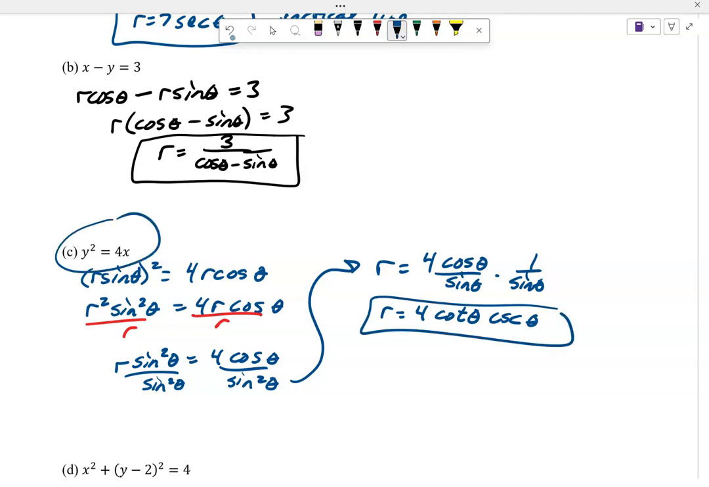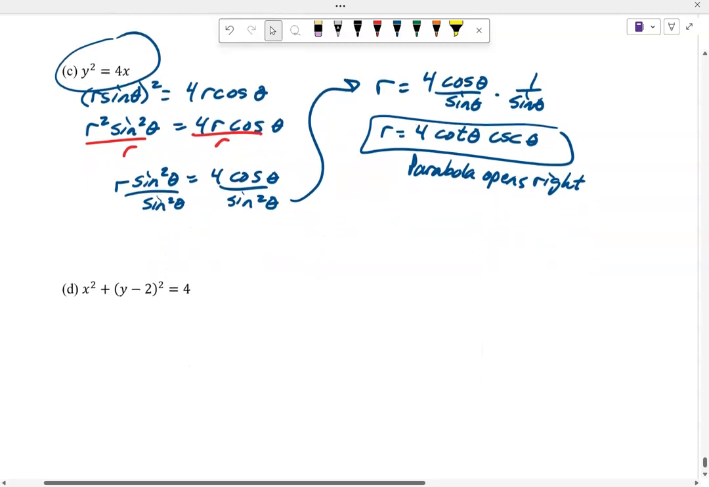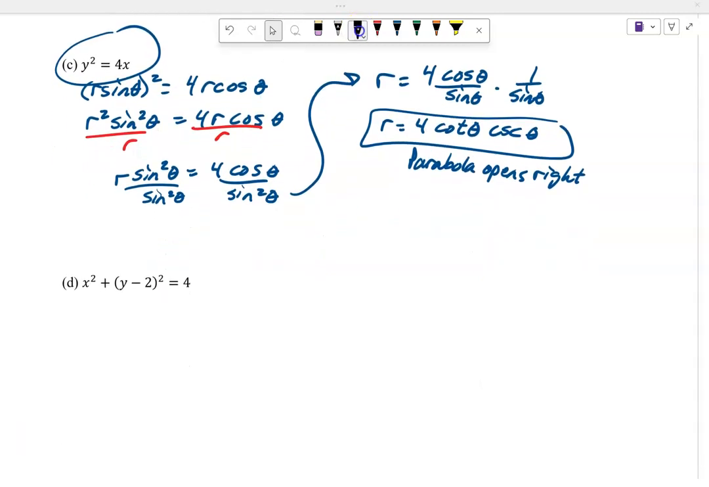And by the way, what was this? Well, this is a parabola that opens to the right, right? y is being squared, it opens right. When you're punching this into decimals, put parentheses around your cotangent of theta and your cosecant of theta if you want to take a look at that.